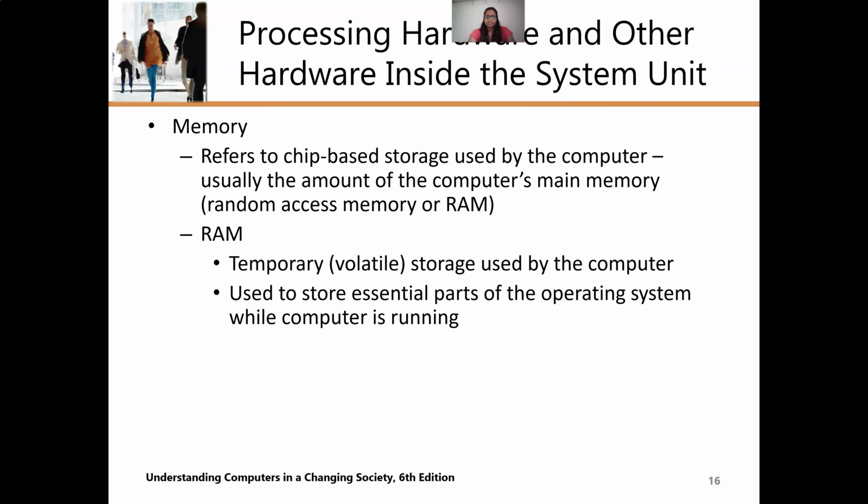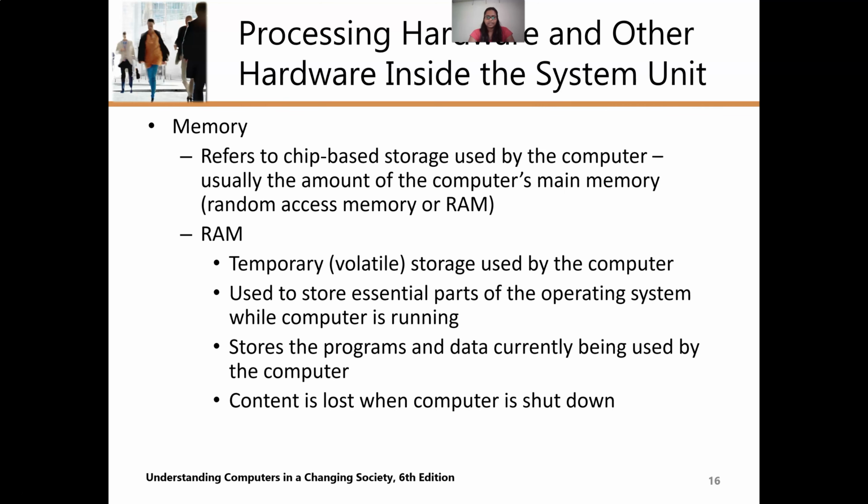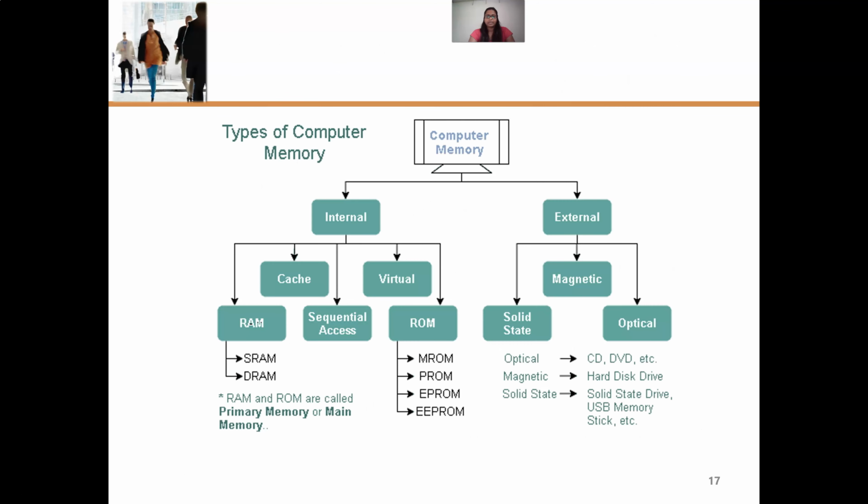So we have seen two different types of memory, and here we can see a bigger picture of computer memory, where it is mainly divided into internal and external. Under internal memory, there are 5 different types: random access memory, cache memory, sequential access, virtual, and read-only memory. Inside random access memory, there are again 2 types, SRAM and DRAM.